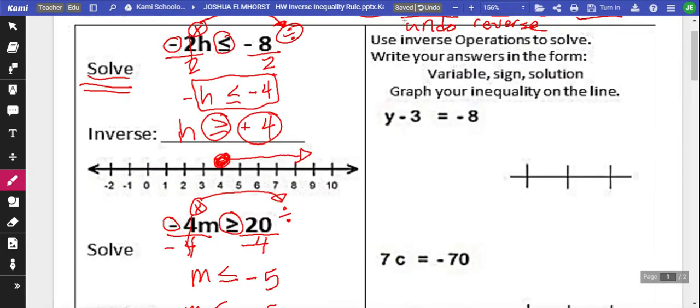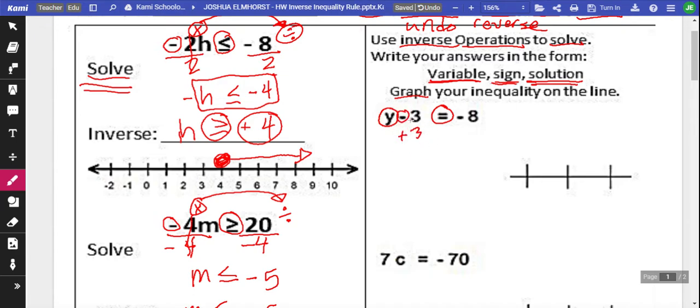So use inverse operations to solve. So the answer is going to be the variable, the sign, and then the solution, and then we're going to graph. So we're looking for three things: the variable, the sign, and then the solution. So here's the variable, here's the sign, and now the solution.